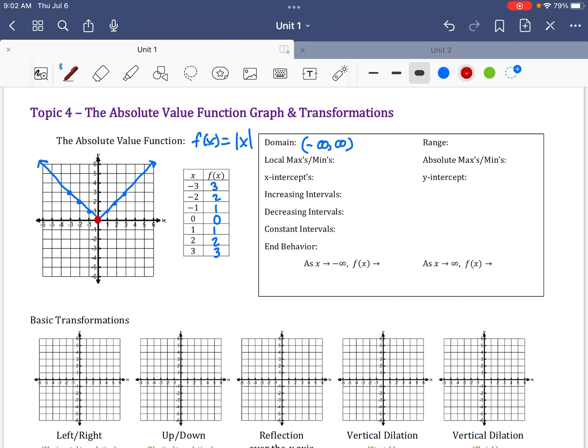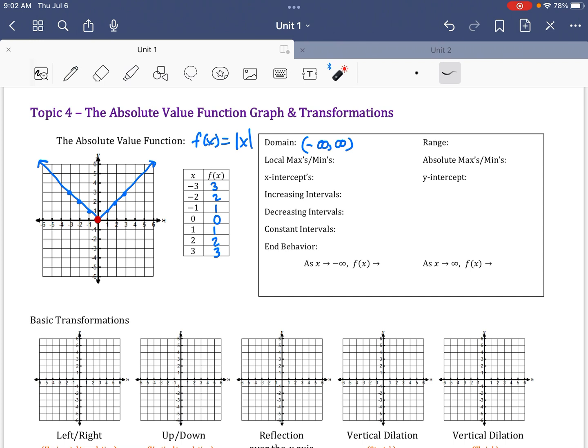That's the vertex of our graph. A vertex is like a corner or a turning place, but a sharp turn like that. So that's our vertex. And when we talk about it moving around, we're going to make sure that we know where that new vertex is. All right, so let's look at the domain.